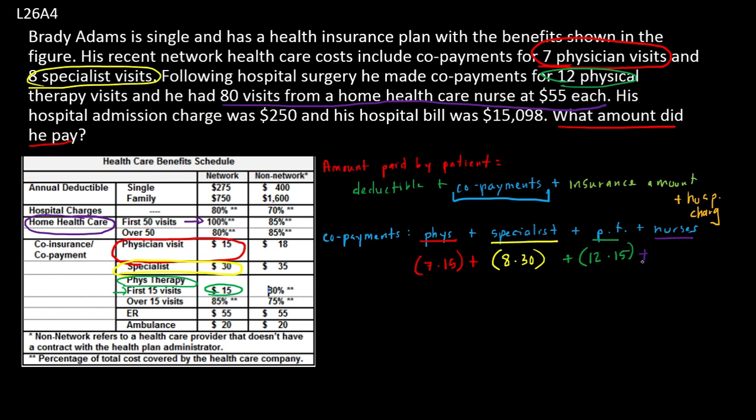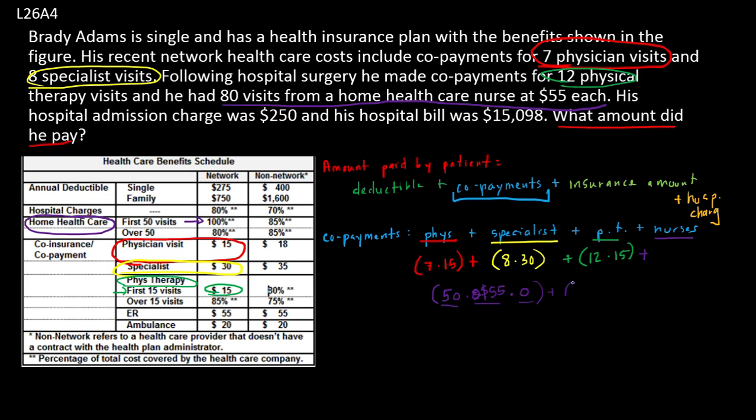Meaning, if we consider our first 50 visits, which cost us $55 a piece, they're covered 100%. So I'm going to take 50 multiplied by 55 and I'm going to multiply by the percentage that I am paying. Well, I'm paying 0% of this. So 50 times 55 times 0 just ends up being 0.